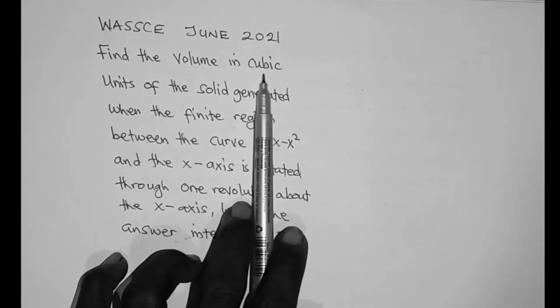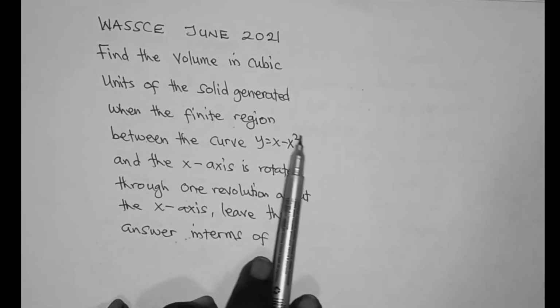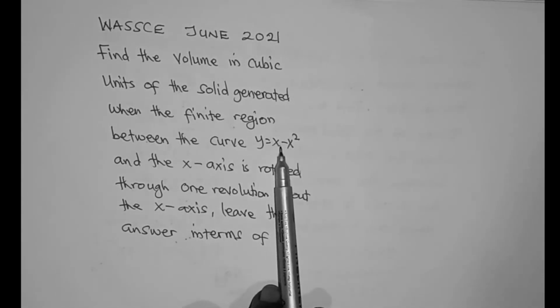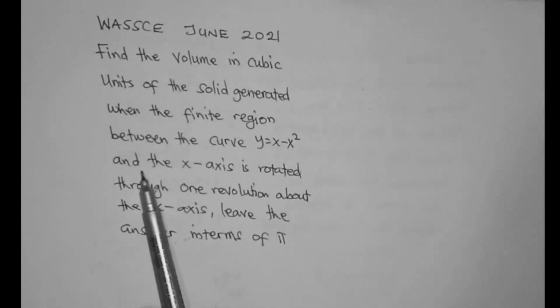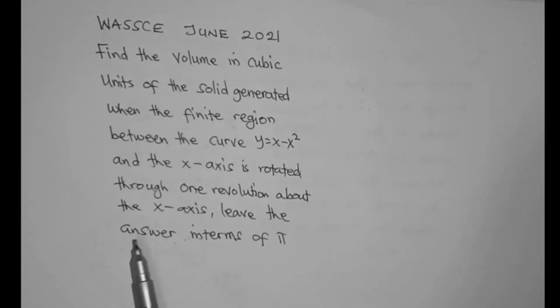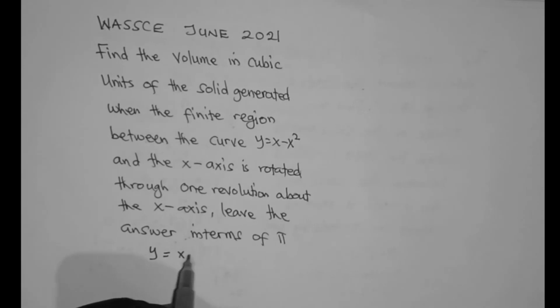Find the volume in cubic units of the solid generated when the finite region between the curve y equals x minus x squared and the x-axis is rotated through 1 revolution about the x-axis. Leave the answer in terms of pi. So the curve is y equals x minus x squared.